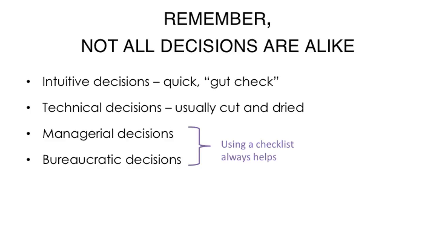Technical decisions are usually cut and dried, and we can build them into an algorithm. On both managerial and bureaucratic decisions, there are checklists that can always help. And once again, in the Ascendis LMS offering that's out there, I've got a checklist for pending decisions that you may want to download and grab onto.